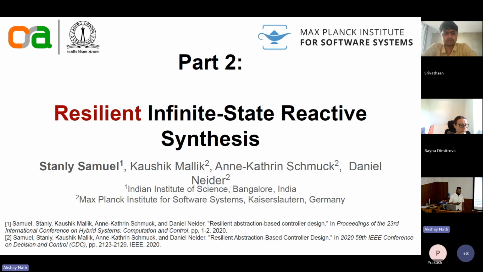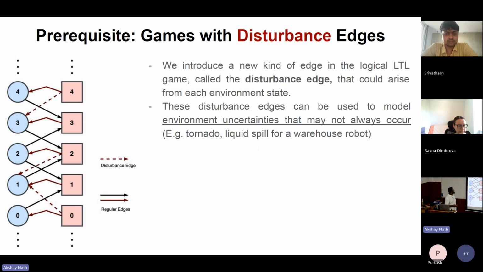So we'll move on to the next part of the thesis, which is synthesizing a resilient infinite state reactive synthesis problem. This is joint work with my colleagues at the Max Planck Institute for Software Systems. And here we talk about the notion of resilience, which is a quantitative property for the controller. So before I move on to resilience, I'll first talk about what games with disturbance edges are. The notion of resilience is antagonistic to the games that we consider. And in this setting, we'll use logical LTL games once again to motivate what is the notion of resilience.